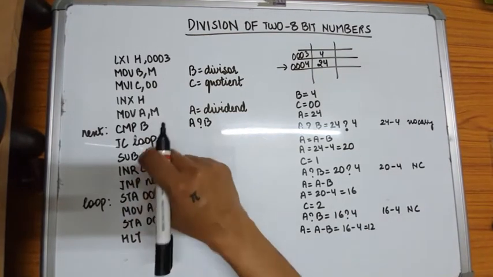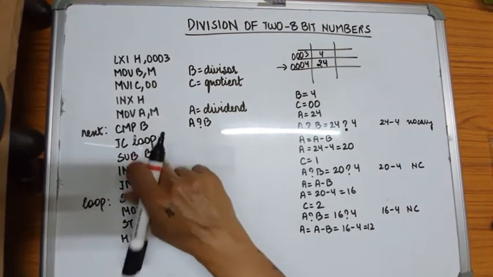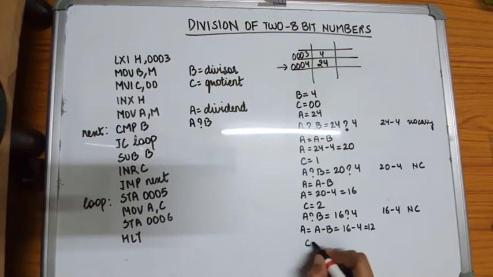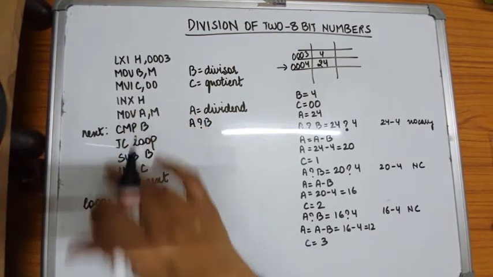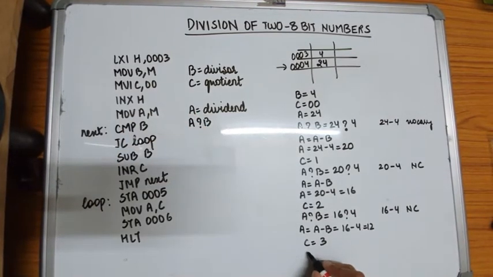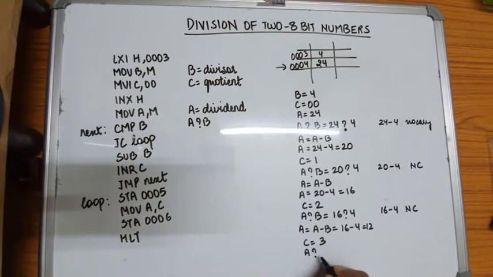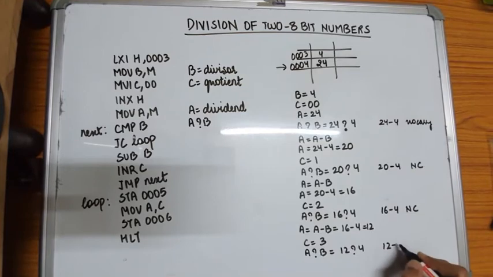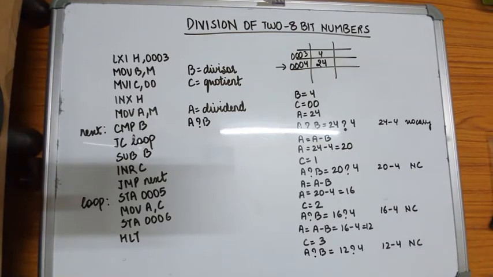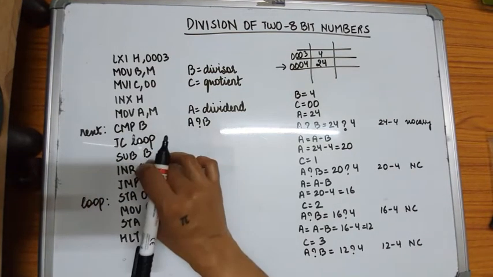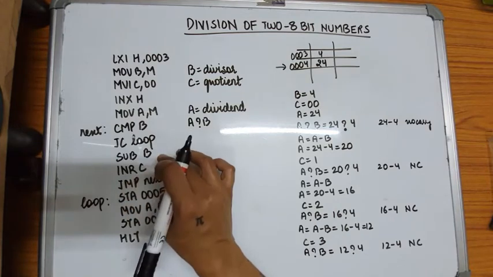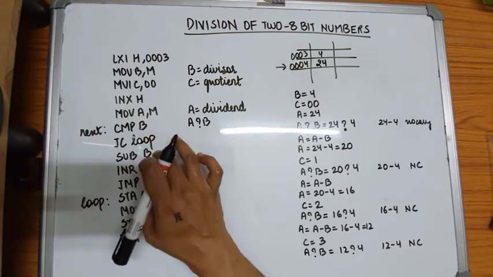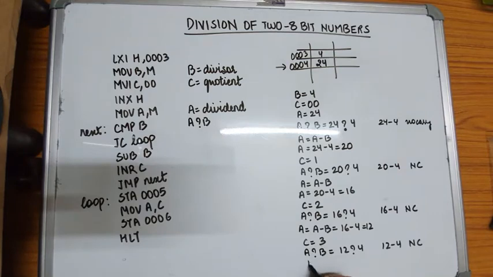When I get a 12, SUB B has happened. INR C, so what do I do? C equals 3 and then jump next again. Here I'm again comparing A and B, A compared with B. That means 12 compared with 4. So 12 minus 4, no carry is generated. After this, since no carry is generated, SUB B. So what happens here is 12 minus 4.